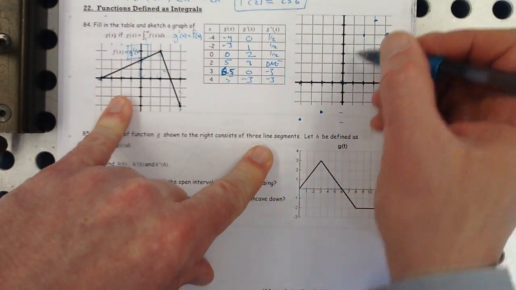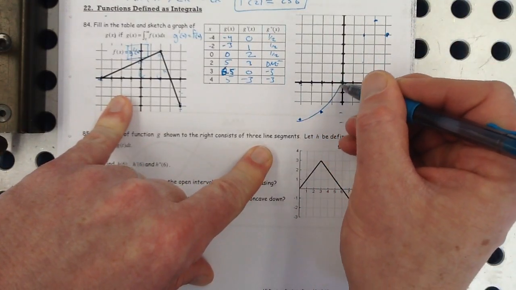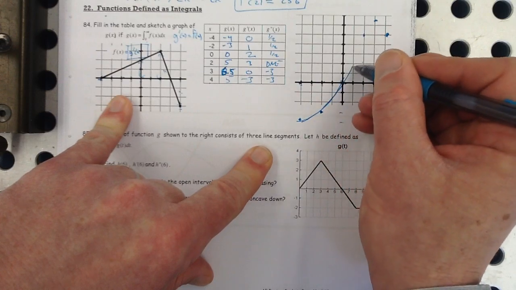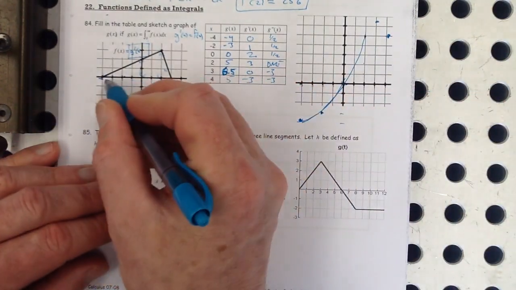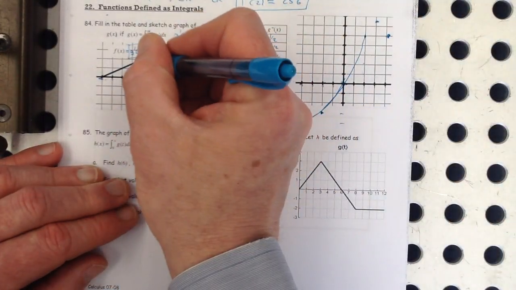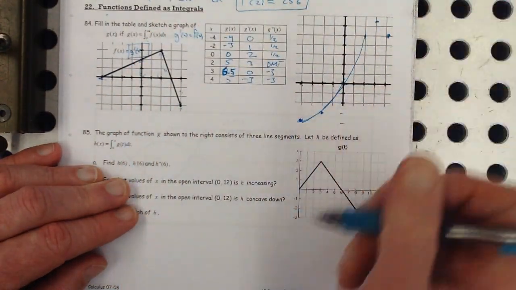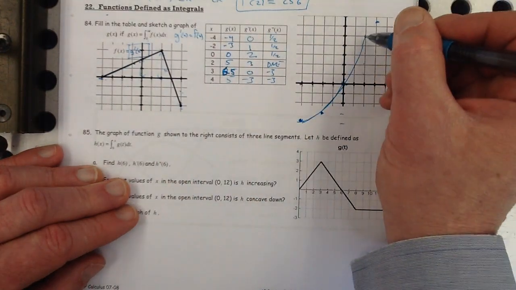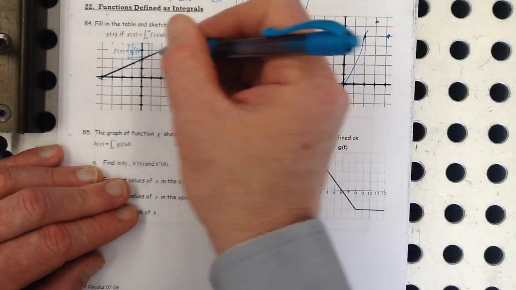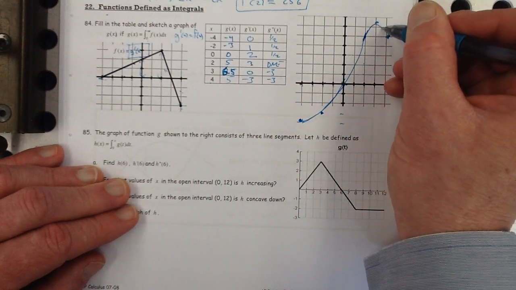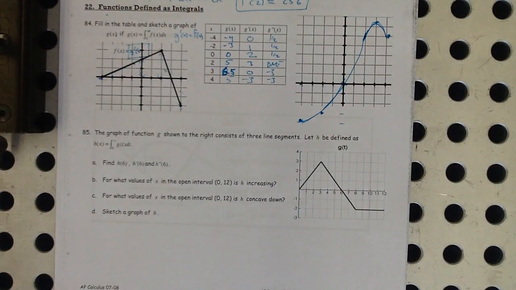So this is a piece of a parabola, which makes sense because the antiderivative of a straight line, which is x to the first, would be an x squared, which is a parabola, and then another straight line, like that, something like that.